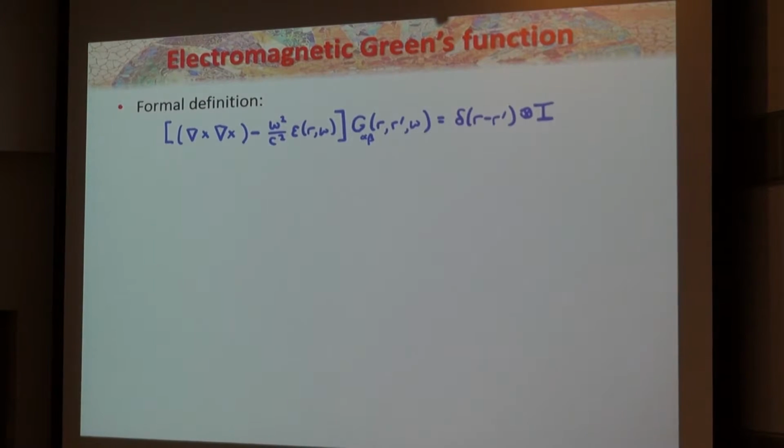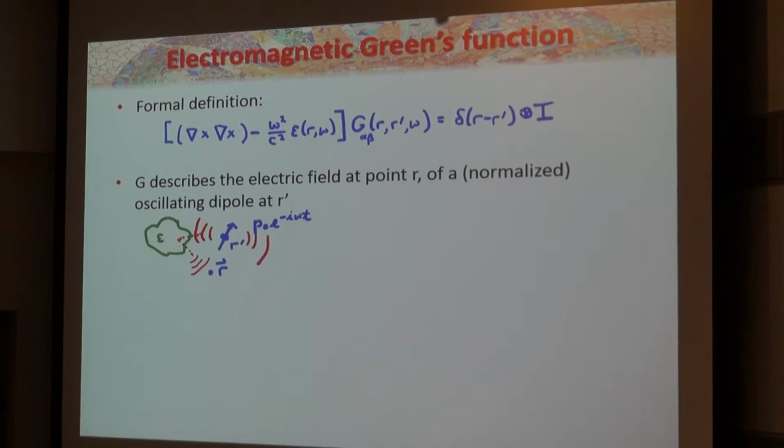So the first thing is developing a formalism. And the workhorse for this formalism is going to be the classical electromagnetic Green's function. So here's the formal definition of the Green's function. What you see is it's nothing more than the solution to the electromagnetic wave equation in the frequency domain, given some kind of delta function source.